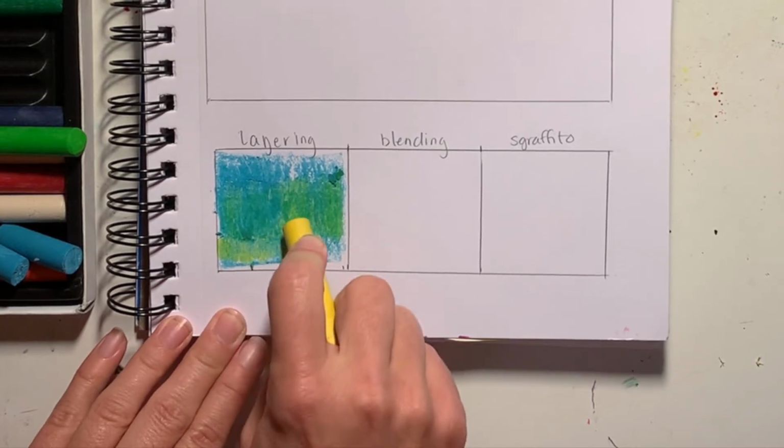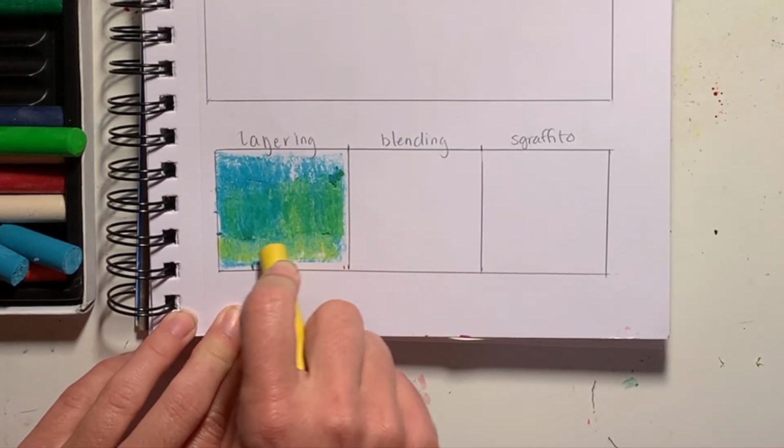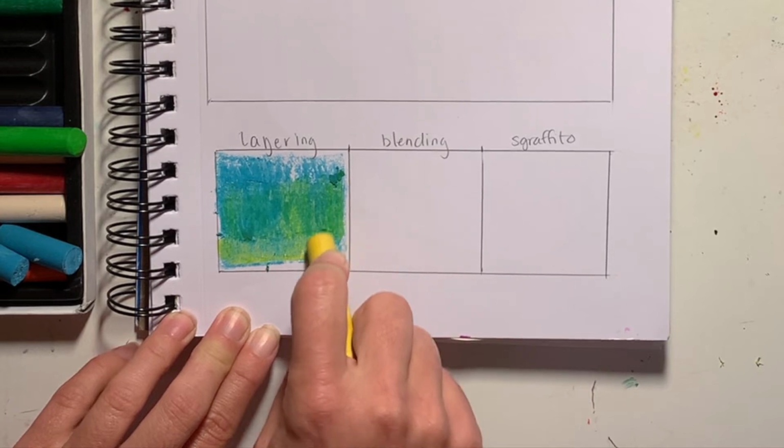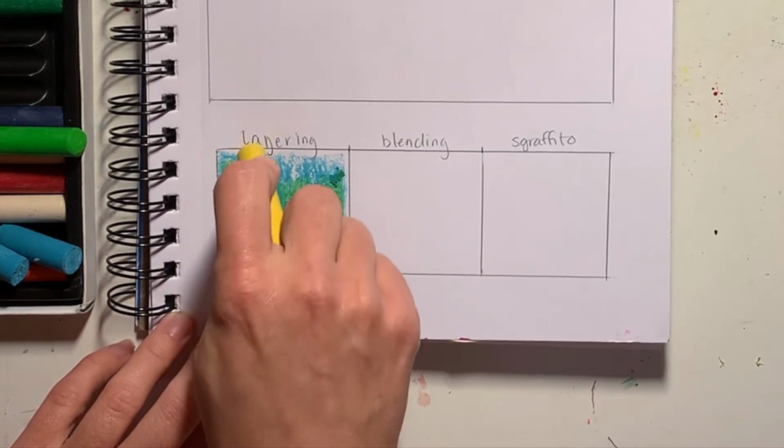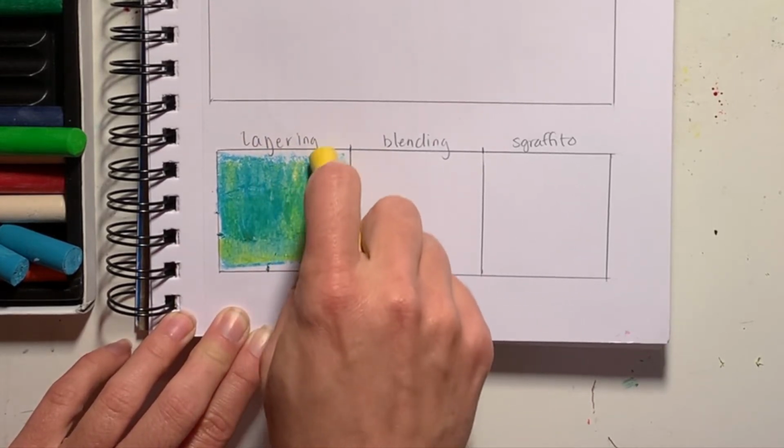So I'm even doing a 3rd color here. So I'm adding on some yellow to see if it creates a similar green. So that is layering.